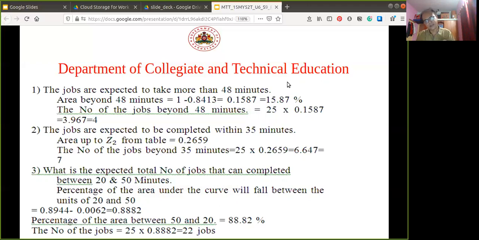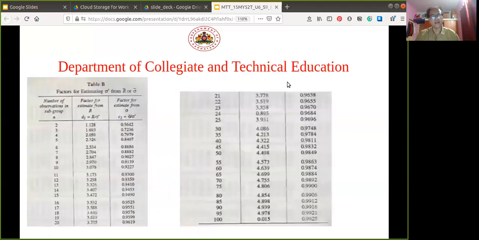So it means that 22 jobs will be completed, or will take a time, in between 20 and 50 minutes. That's how we can calculate the area under the curve. So now you can see the next table.